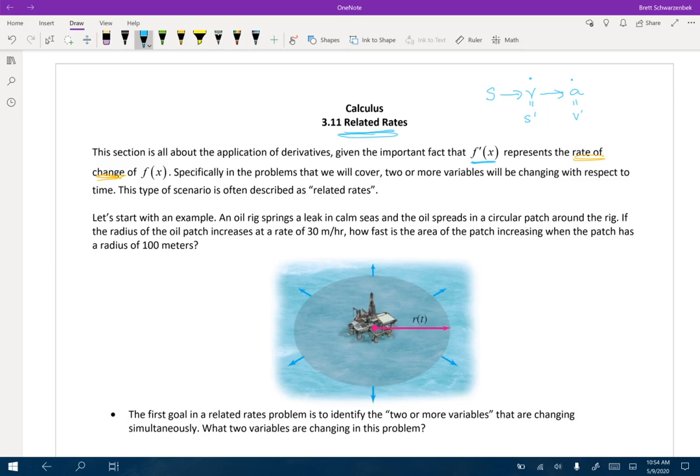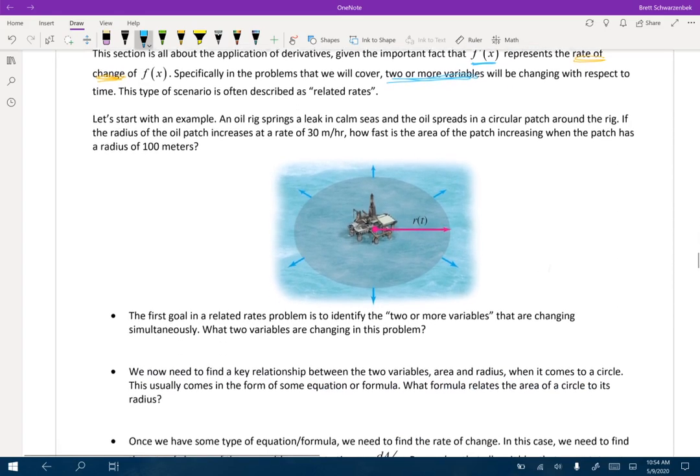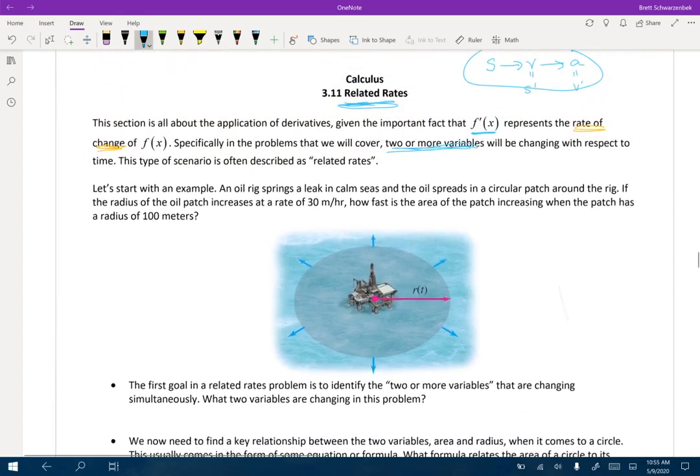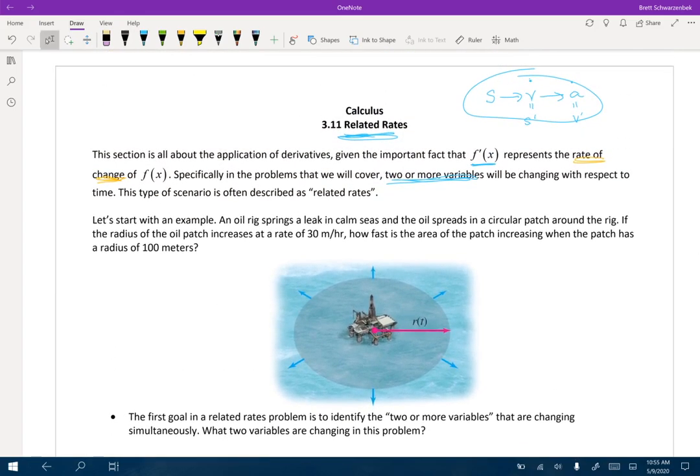Now, where does the word related come from? It comes from the fact that we're going to have two or more variables changing at a time with respect to time. Right now, we're just talking about a single variable. In this scenario, we're going to have multiple variables that are changing with respect to time, and that's where we're going with this.